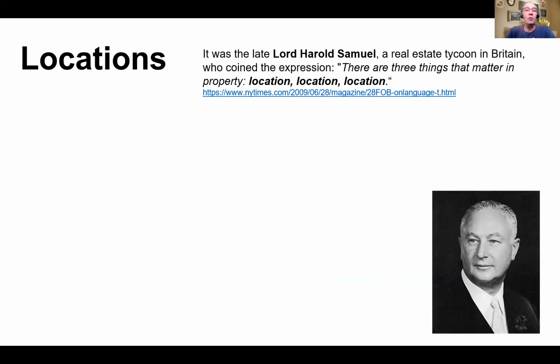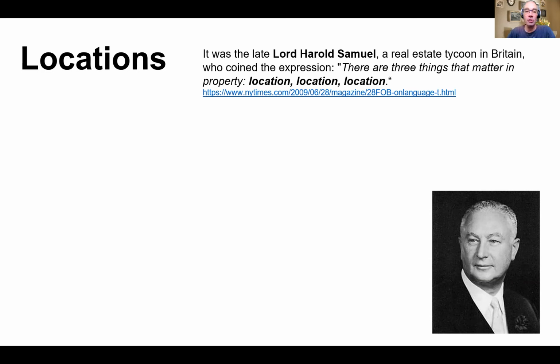Now, according to the late Lord Harold Samuel, a real estate tycoon in Britain, who coined the expression, there are three things that matter in property: location, location, location. I'm going to base my presentation and extrapolate that to genealogy.